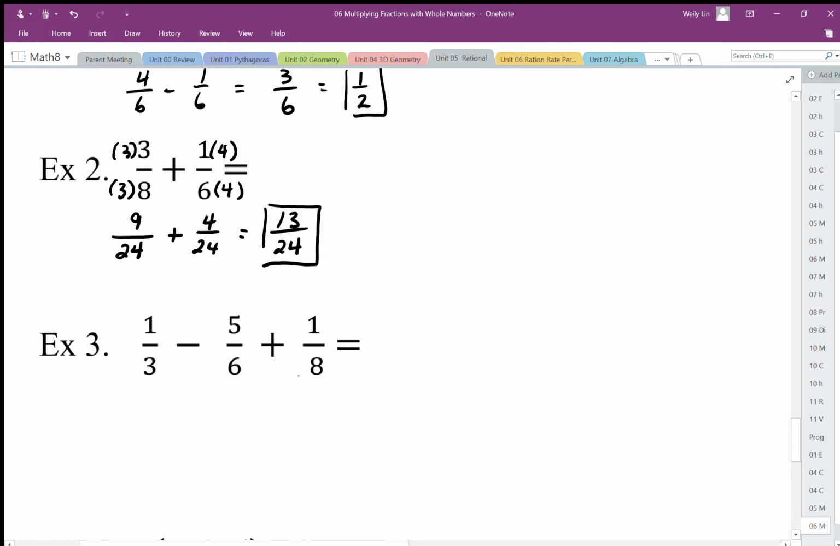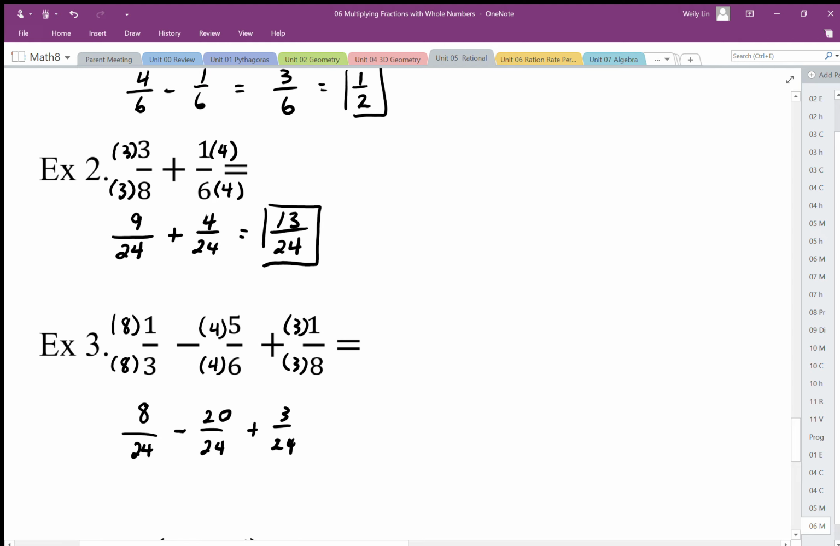When I have multiple denominators, I have to find the lowest common multiple of all 3 numbers. So it looks like in this case we can maybe use the lowest common multiple of 24. So I'm going to use a times 8, times 8. Here I'm going to use a times 4, times 4. Here I can use a times by 3, times by 3. So 8 over 24 minus 20 over 24 plus 3 over 24.